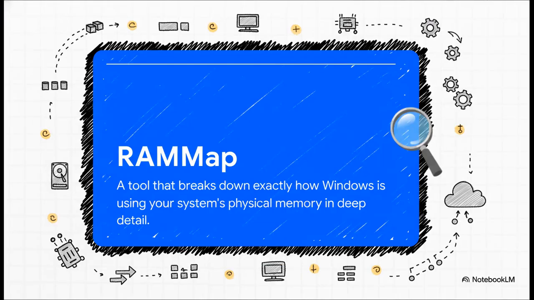used. See, RAMMap doesn't just tell you how much RAM is free. That's too simple. It literally dissects every single megabyte and tells you exactly what it's being used for. It breaks it all down into super specific categories, like memory being used by your drivers, or the core system kernel, or even the hidden file cache that Windows uses to try and speed things up.